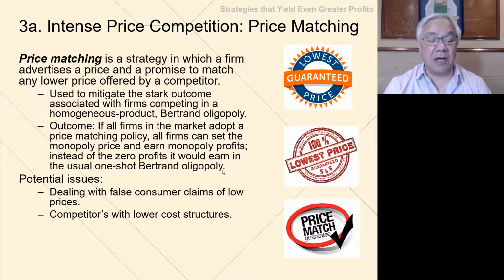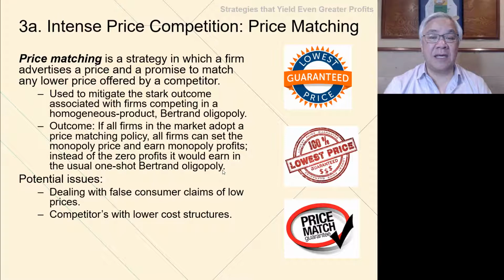Some issues along the way is, what if there's a false claim? Customer comes to your place and says, hey, I could buy this down the block at $100. How would you react to that? You could counter that by saying, show me a printed ad that shows that they have it, and they also must still have it in stock. So I may call them to say, hey, do you have this product for $100? And if they're out of stock, it's not a valid price because you can't buy one at $100.